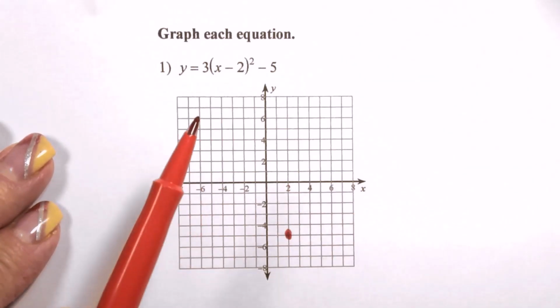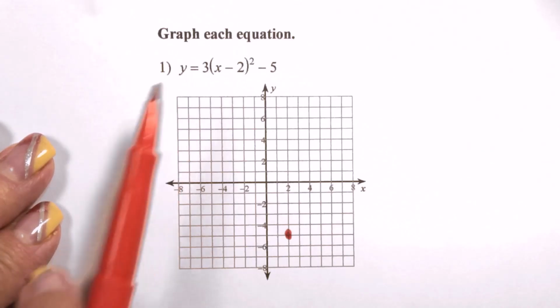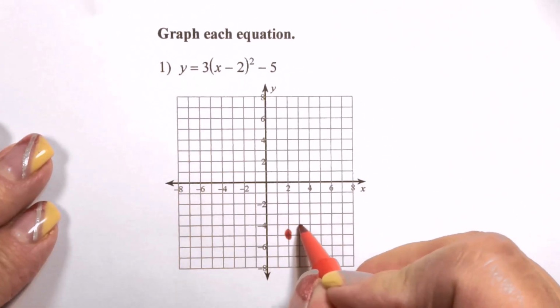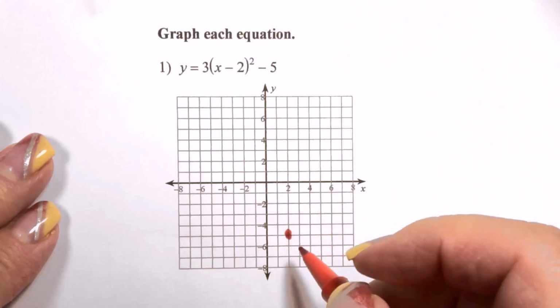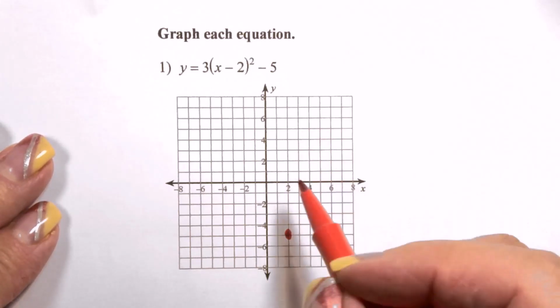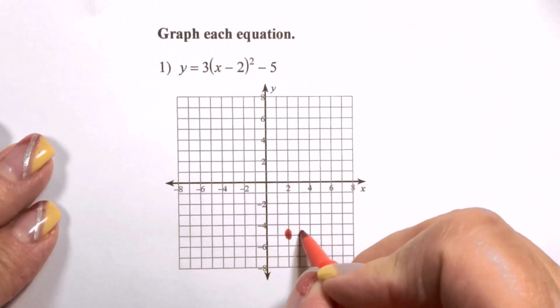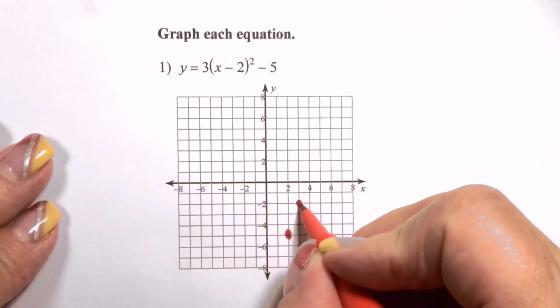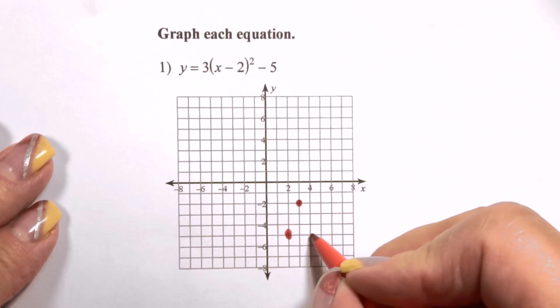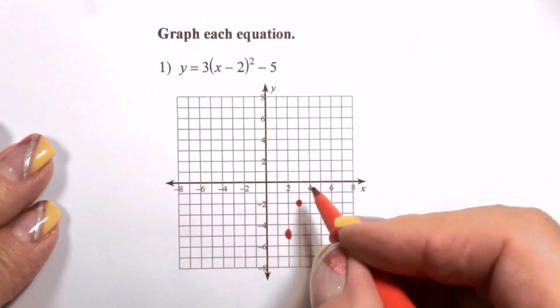And this is a parabola, and it's moving up 3 times faster than normal. So instead of going over 1, up 1, because 1 squared is 1, 2 squared is 4, 3 squared is 9, it's going to go 3 times faster. So it's going to go over 1, up 3. 1, 2, 3. And if it goes over 2, instead of going up 4, it would go up 12, which I'm not going to graph because I don't want to.